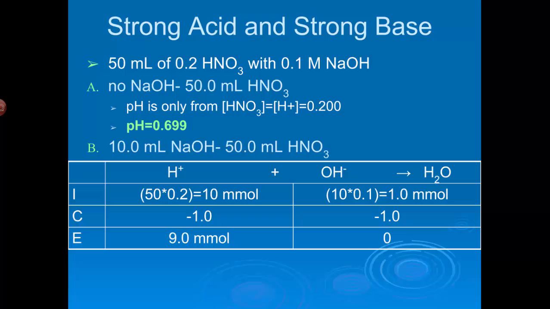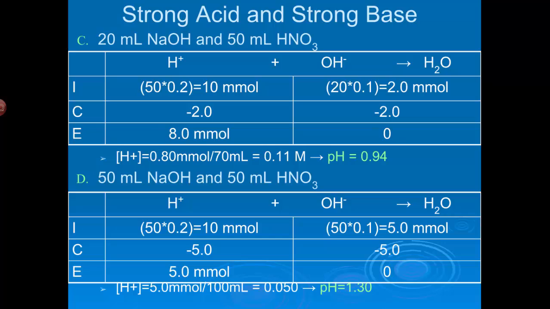The total volume of this solution is 60 milliliters, 50 from the acid and 10 from the base. So 9 millimoles in 60 milliliters is a concentration of 0.15. That's the concentration of the H plus. Therefore, take the negative log, and it's 0.82. So we went from 0.699 to 0.82 with just 10 milliliters of base. We've jumped up a little bit. Our curve is starting to go upwards.